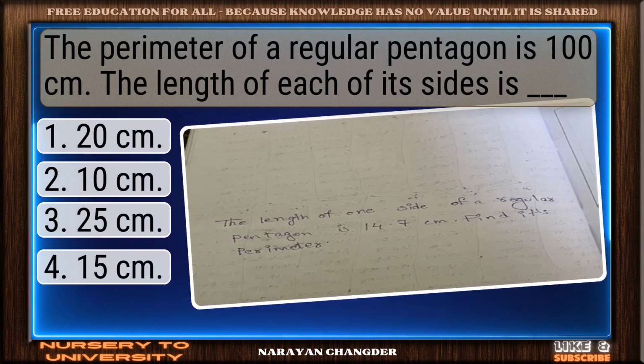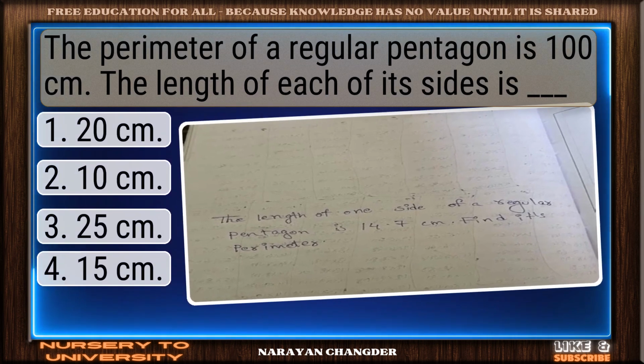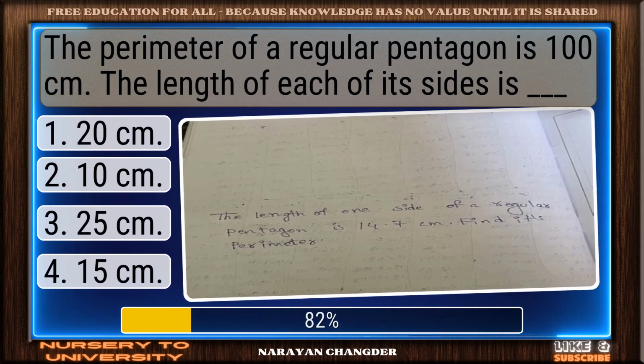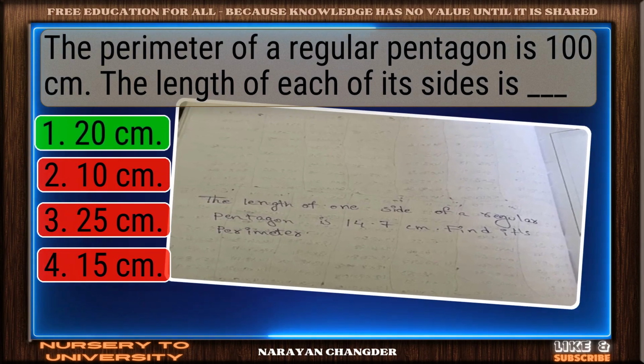The perimeter of a regular pentagon is 100 cm. The length of each of its sides is dash. Great thinking. 20 cm is the right choice.